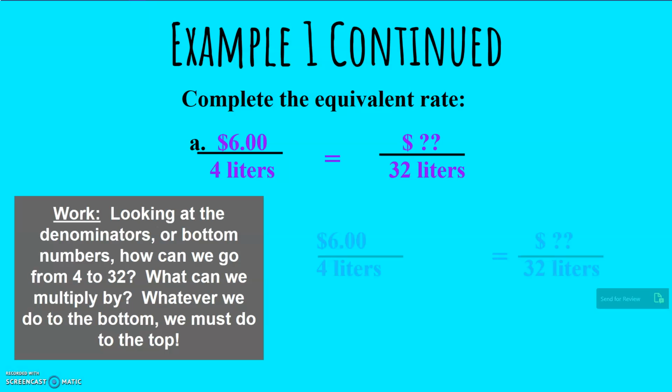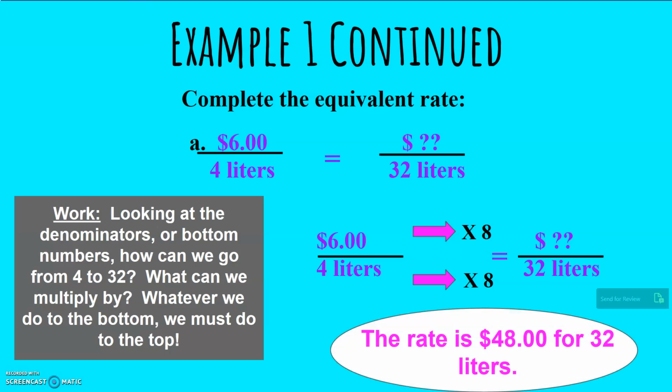In this case, yes. And we're going to be multiplying by 8. To go from 4 liters to 32 liters, we multiply by 8. And since what we do to the bottom, we have to do to the top, 6 times 8 is 48. $48 for 32 liters.